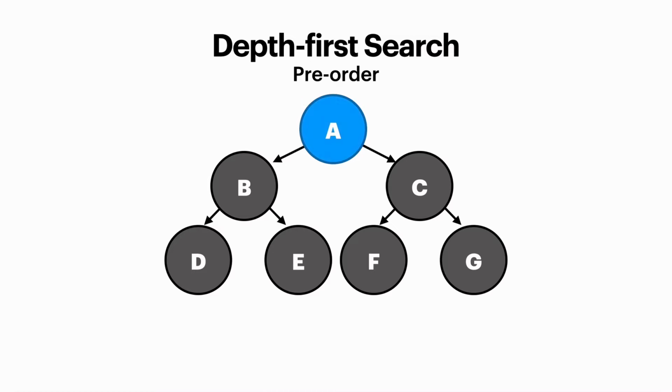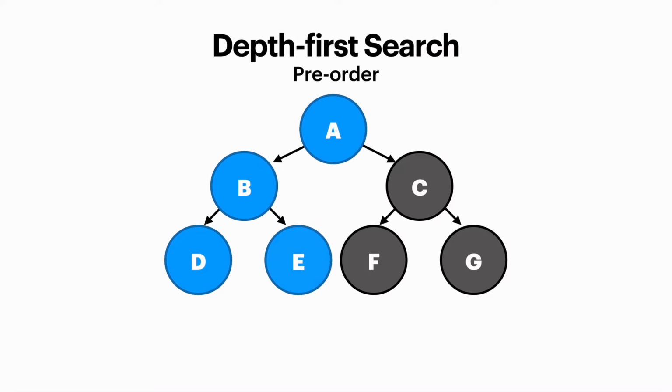So we started at A. So we've processed A, so it's in blue. So we visit the first of A's children, which is B. So we process B. Now we visit the first of B's children, which is D. And now once we've processed D, we're going to go back to B. And now we're going to process B's second child, which is E. And now we've visited all of these nodes.